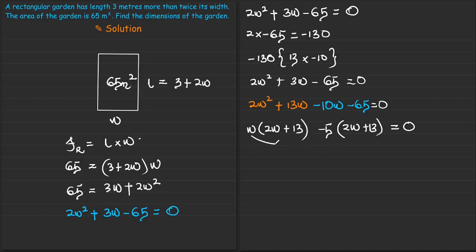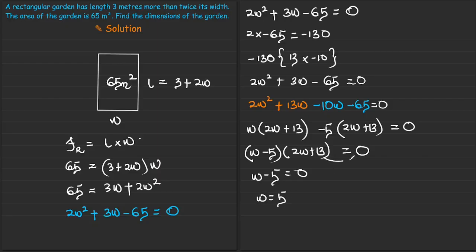With that, we need to factorize this and this out, so that we have W minus 5 in one bracket. Then on the other hand, we have what? 2W plus 13, which is equal to 0. Solving for our W's, we have W minus 5 being equal to 0, and our W is equal to 5. Then equating this as well to 0, we have 2W plus 13 is equal to 0, 2W being equal to negative 13, and then our W is equal to negative 13 over 2.